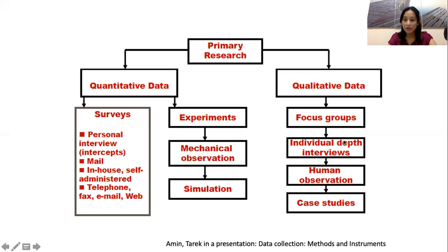Usually it's a one-on-one interview with a subject. In human observation, sometimes you can observe, let's say, if you're looking at the effects of playground on children, you can go to a playground and observe how children play, and even case studies. So those are examples of qualitative data. You cannot count, but you can describe the data.